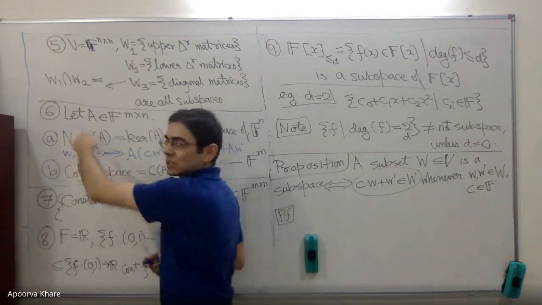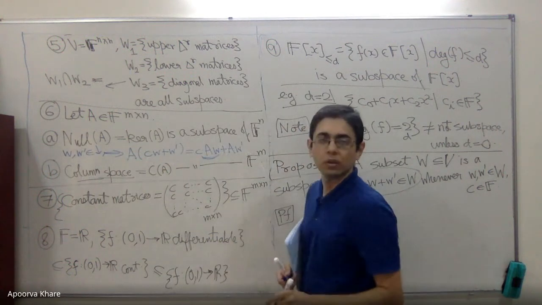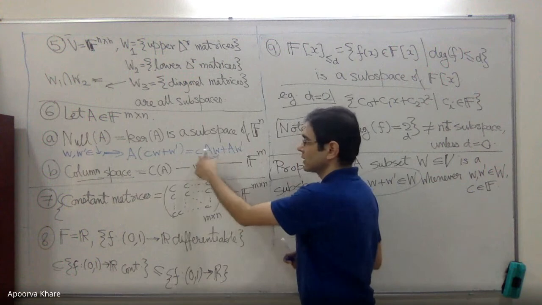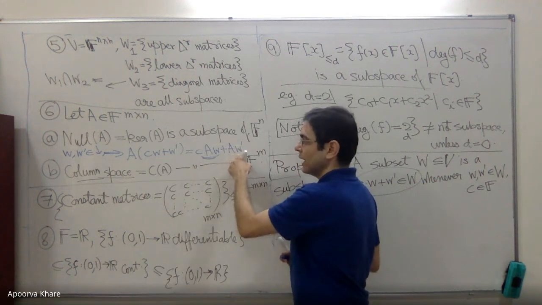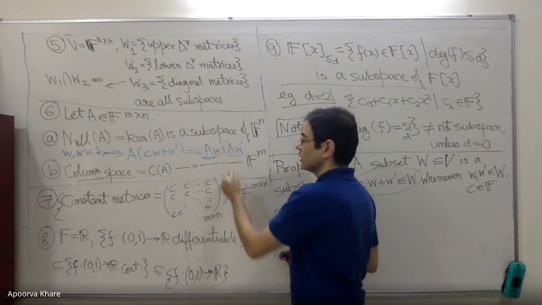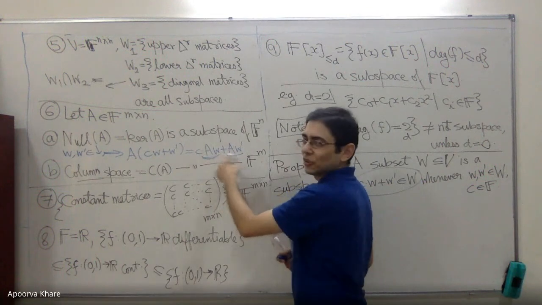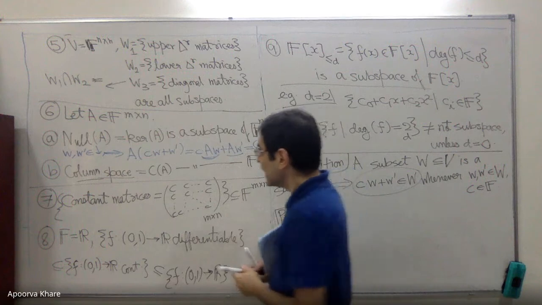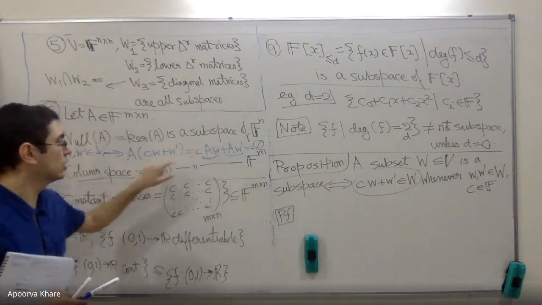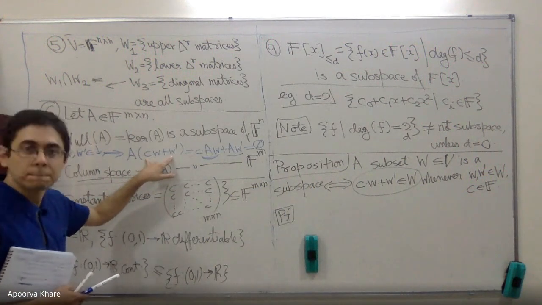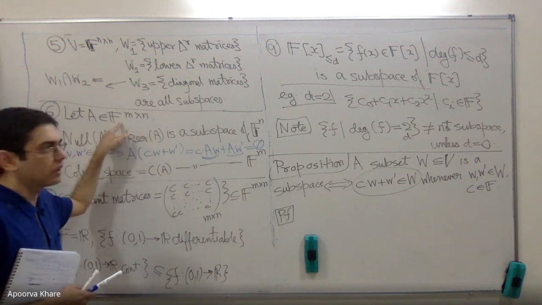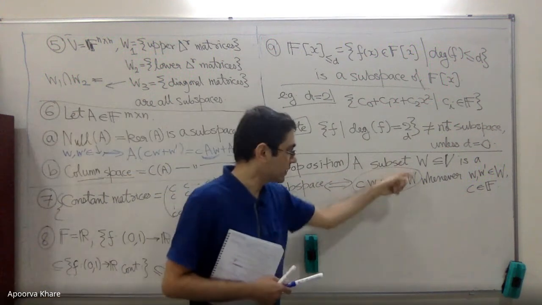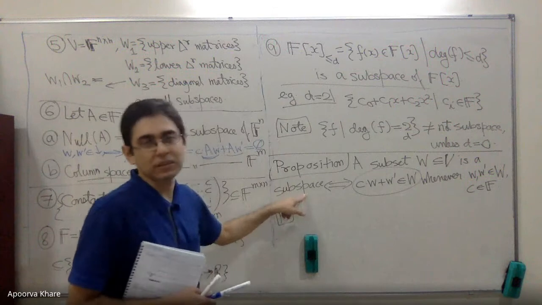Because W is in the null space, A times W is 0. The vector is 0. So C times the vector 0 is still 0. And similarly, A times W prime is 0. So this is C times 0 plus 0, which is 0 plus 0, and that is still 0. And so because A times CW plus W prime is 0, therefore CW plus W prime must belong to the null space as well. Therefore, the null space satisfies this condition, and hence it is a subspace.